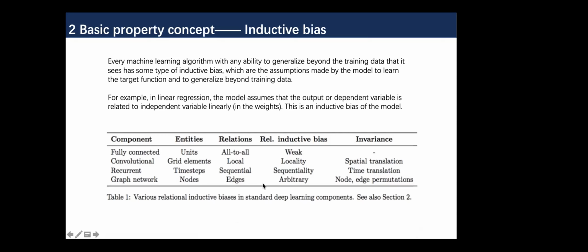And so it can also be the inductive bias of every component. Like if we have a fully connected network, maybe the relation to every point is really weak. But in a convolutional network, maybe it will be local. The recurrent will be sequential, and the graph network will be arbitrary, because if I have a node, I'm not sure where the other nodes are, maybe anywhere.